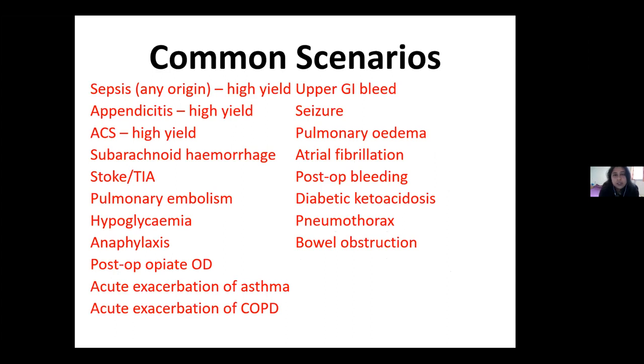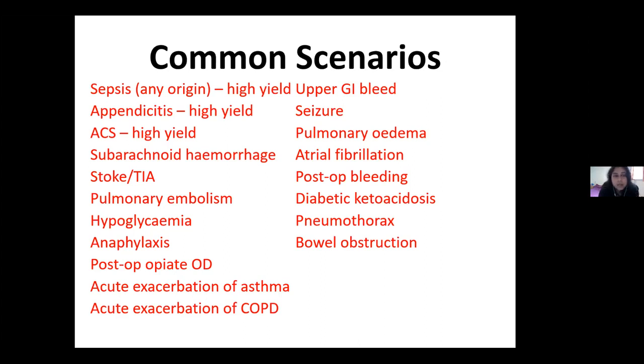Okay, so I've put together a list of very common scenarios that tend to come up for the acute management stations. Some of them are high yield, which I've put in here: sepsis of any origin, urosepsis, chest sepsis. It's very, very high yield. You must know sepsis, and you must know the sepsis 6. Appendicitis is also very high yield as part of your surgical stations. ACS is another high yield station. You must know your chest pain history. You must be basically perfect with your chest pain history.